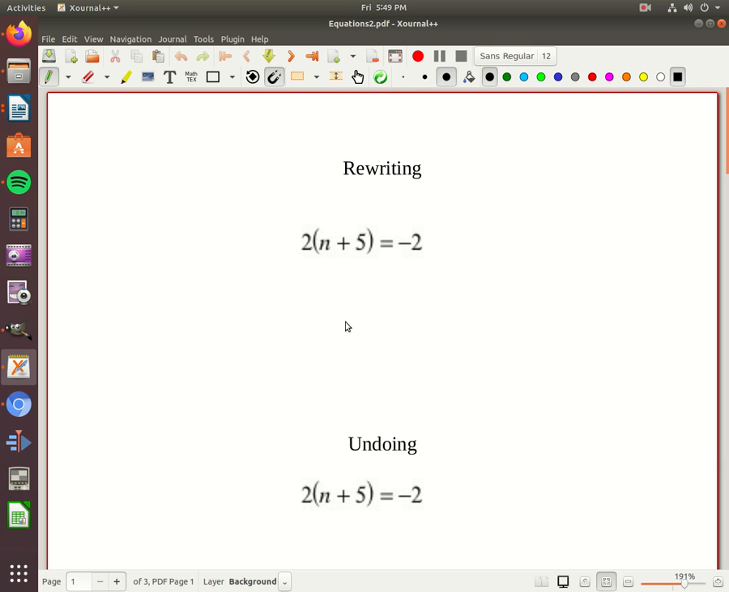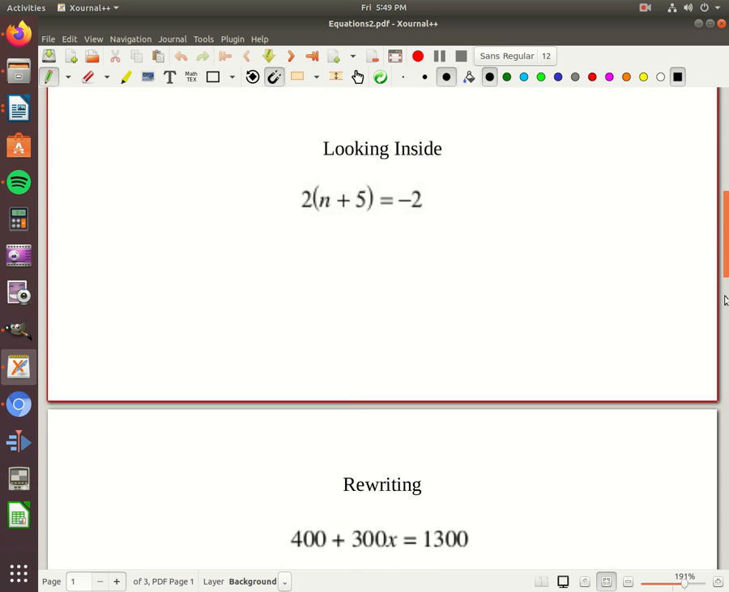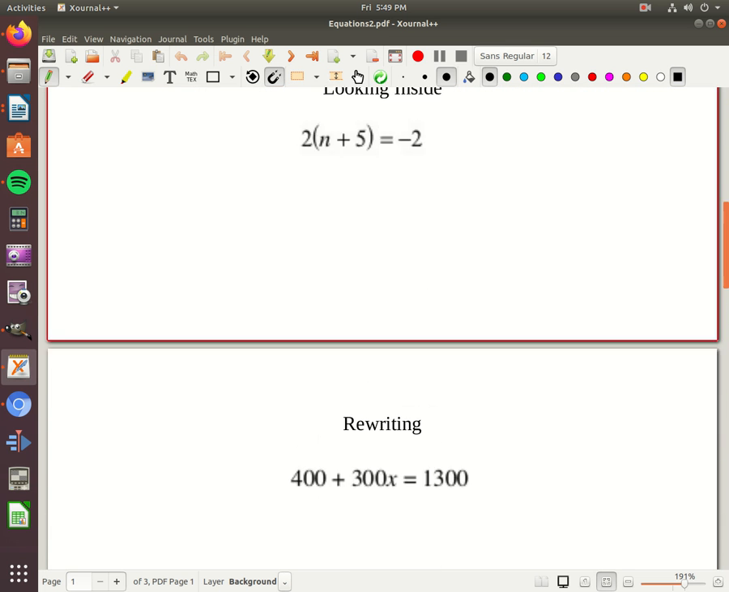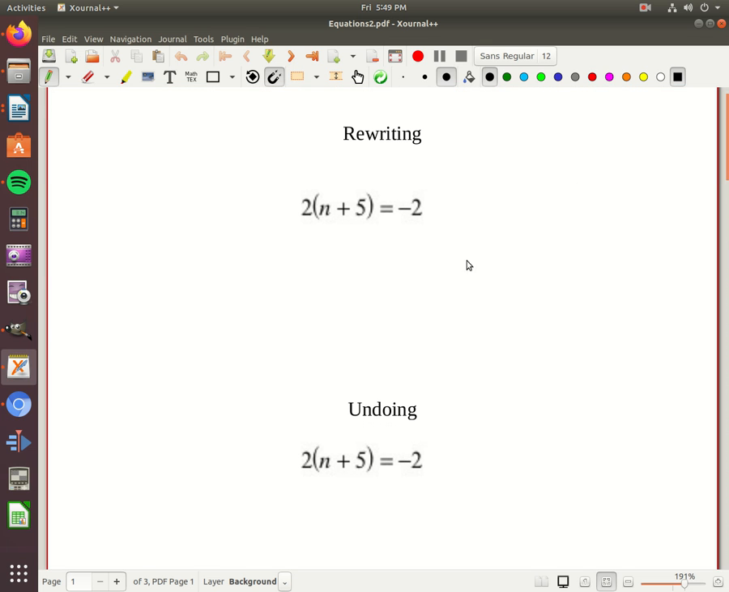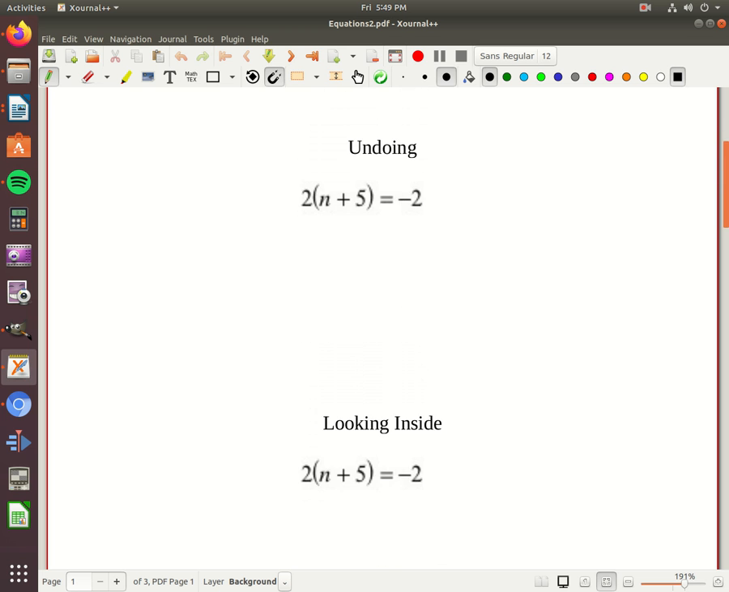All right, so this is a continuation of solving equations, and our textbook talked about a couple of different strategies: rewriting, undoing, looking inside, and fraction busting. So I want to do a couple of examples of each just to go through what was in the book. Now you'll notice this first problem is the one that I hadn't used in the other video and said that there's several ways to do it.